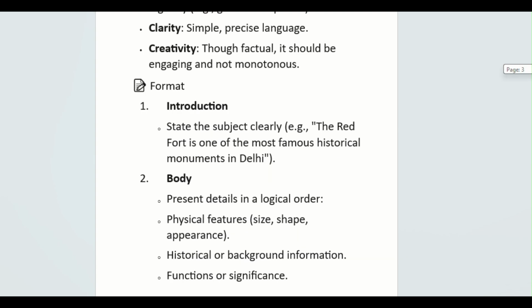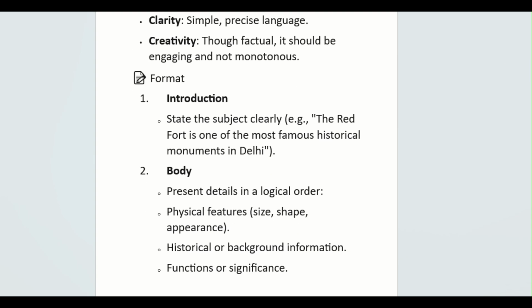Now talking about the format, so introduction, it is the basic line, like the basic intro of the thing that you are describing. So for example, this is a very simple example, I am not giving a very difficult example here for the practice. If you are done with the basics, then you can start with the difficult ones that we will discuss later in another video, or when you are done with the basics, right?